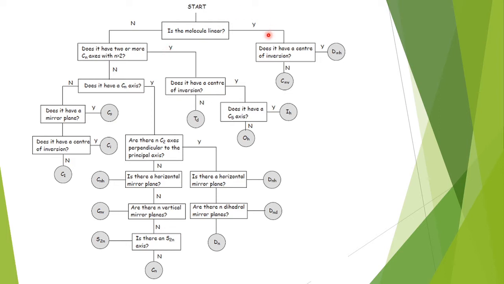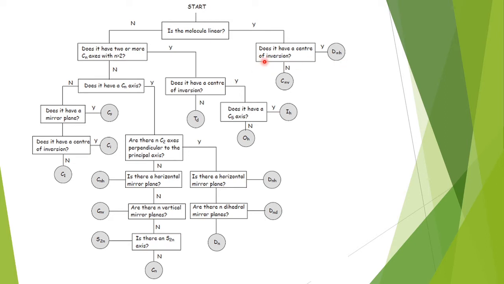How do we determine the point group of a molecule? First, when we get a molecule, we check if the molecule is linear or not. If it is linear, that is yes, then the next question is, does it have a center of inversion? If it has a center of inversion, that particular molecule belongs to the D infinity h point group.